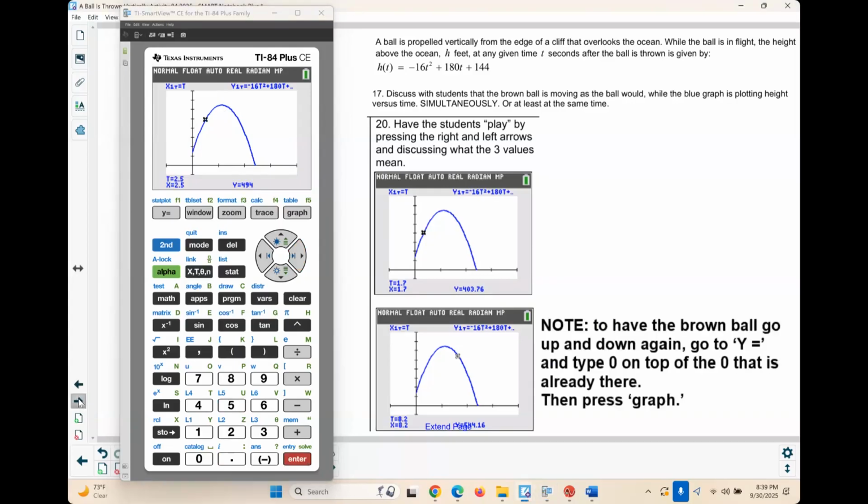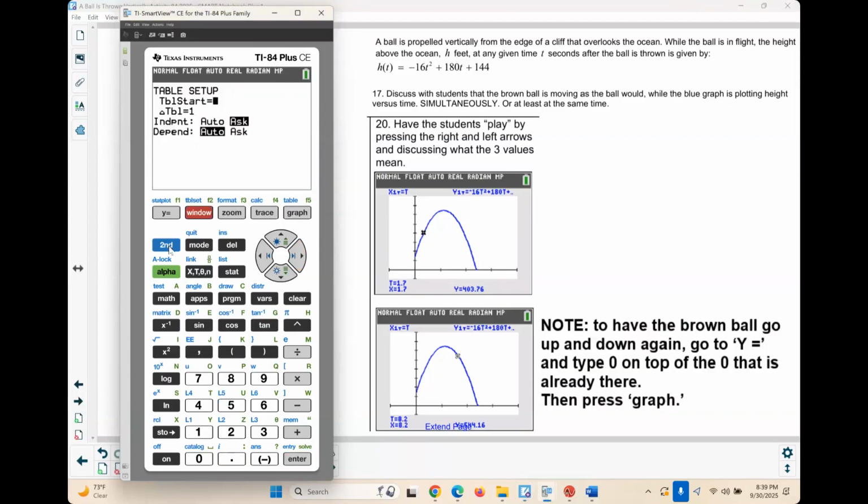Can you show us, just for fun, in the window setup, table setup, is that where you said the trace step is 0.1 there in table setup? Or is that because it's parametric? No, it's because it's parametric. And when I set the window, I set the T step in the window. So T is your independent variable, and X and Y are now both dependent. So T step is 0.1.